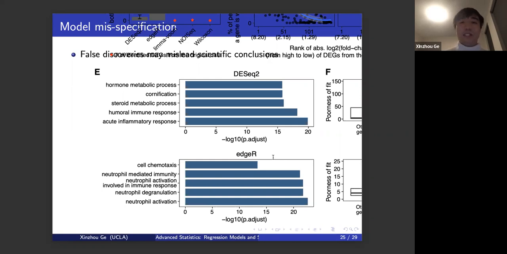However, all the DE genes are false DE genes, and their biological conclusions can be totally wrong from the incorrect discoveries. And that will be a very bad result if we do not pay attention to the model misspecification problem.